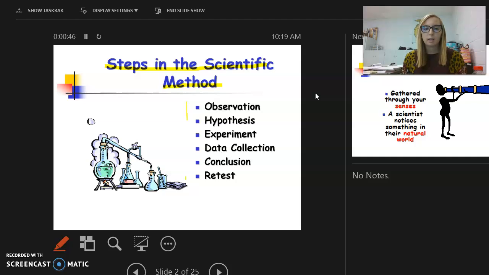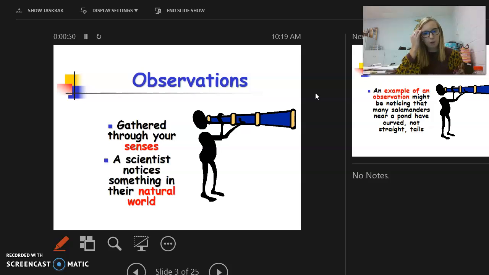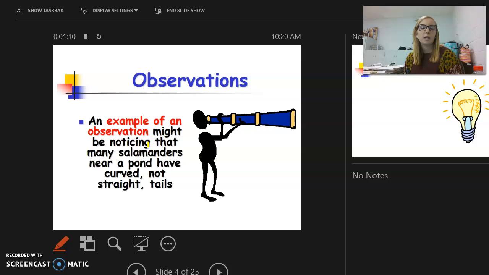And we're going to break down each step in the scientific method. So observation: you're going to gather information through your senses. You're observing, okay? That is what observation is. A scientist notices something in their natural world. You make the observation. An example is noticing many salamanders near a pond have curved tails instead of straight tails.